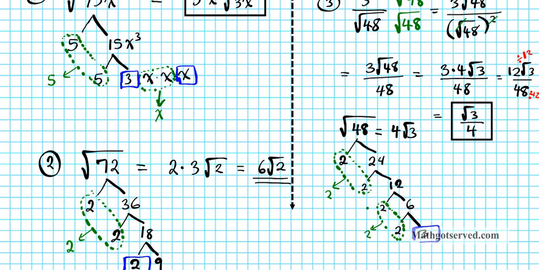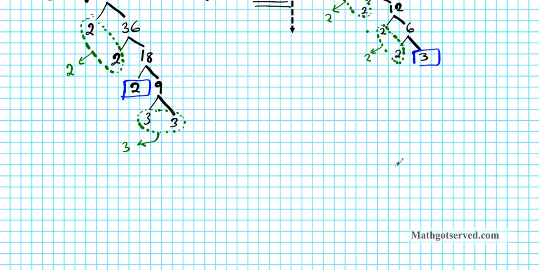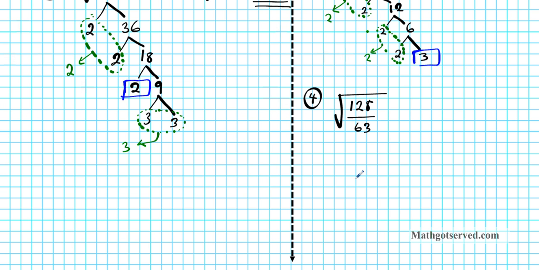Okay, let's shift our attention to the last problem, problem number 4. For problem 4, we have to deal with the simplification of a radical fraction, which is root 128 over 63. All right, now in this situation, you remember initially I stated in number 3 that you cannot have a radical in the denominator.